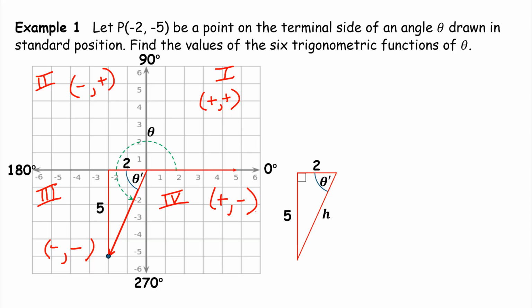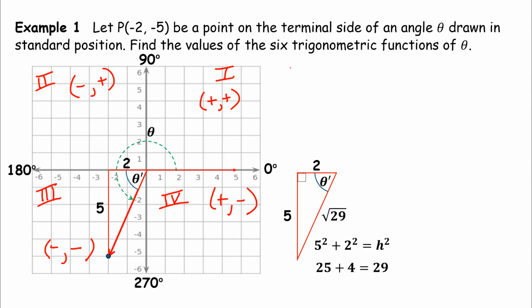So 5 squared, if we call the hypotenuse h, we'll have 5 squared plus 2 squared equals h squared. So that's 25 plus 4 equals 29. So h is going to be the square root of 29. So now we have all our sides. We just have to find sine, cosine, and tangent for theta prime.